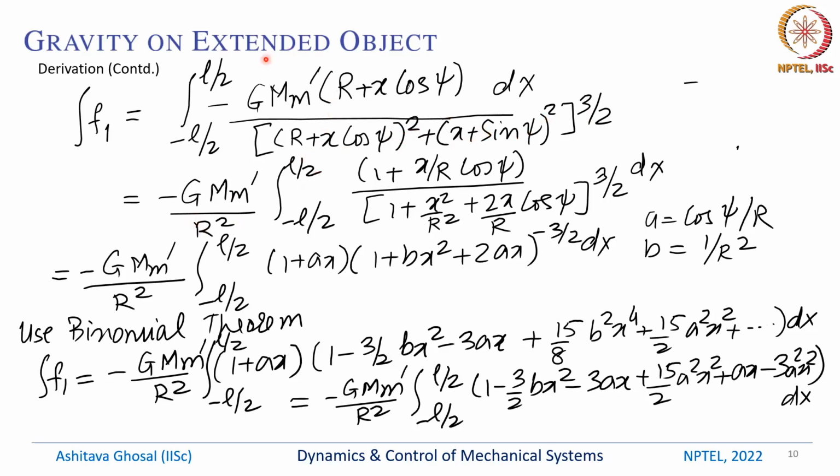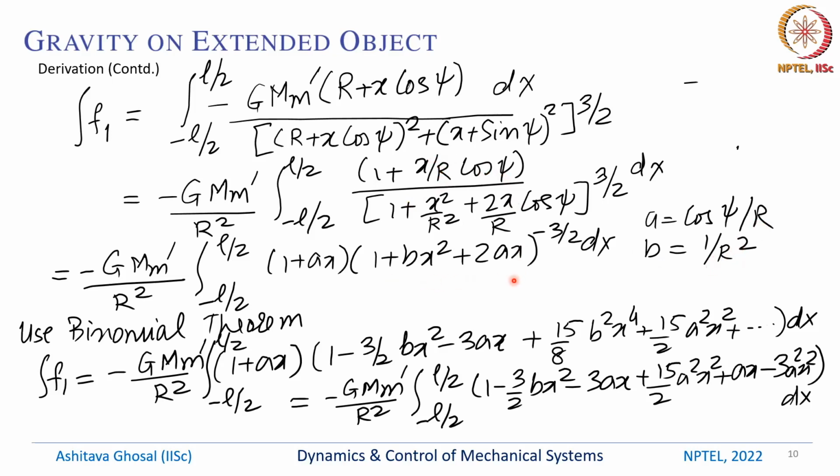Okay, so we can take out minus g m prime outside and capital R square outside, and then we can rewrite it as 1 plus x by r cos psi, and then the denominator is 1 plus x square by r square plus 2x by r cos psi, to the power 3 by 2, dx. Okay, so what do we have now? The numerator is like 1 plus ax, and the denominator is like 1 plus bx square plus 2ax. Here x by r cos psi is a, and b is 1 by r square, so you will get this.